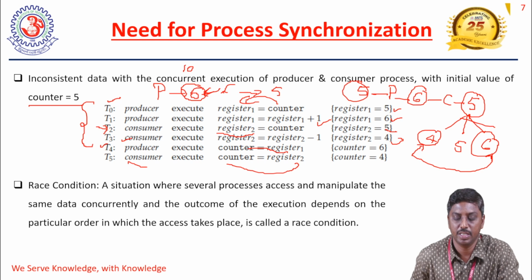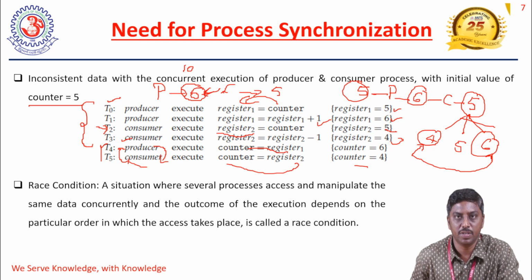But we got 4. How do I get 6? If these two statements are interleaved. For example, at time T4 this statement has run, and at time T5 that statement has run, then it will result in the counter value as 6. So here is a possibility.